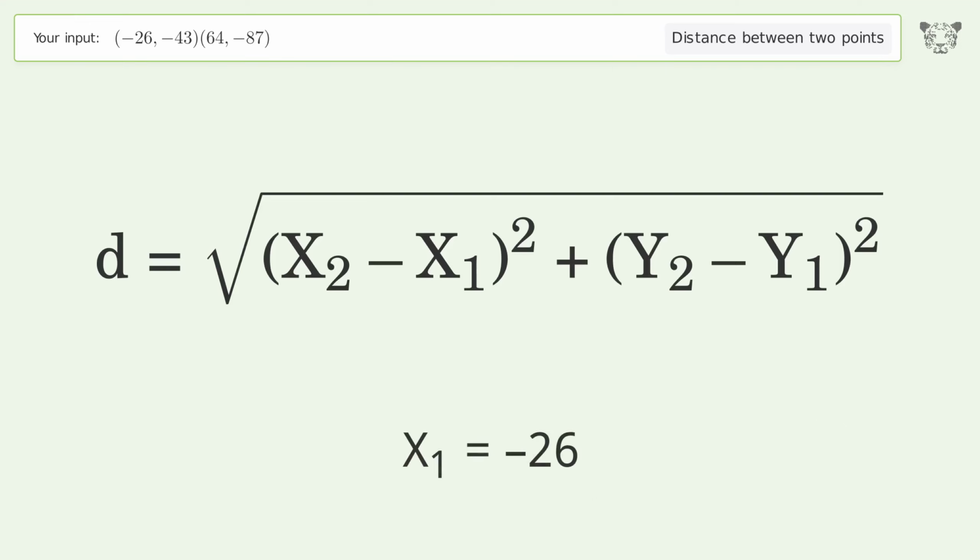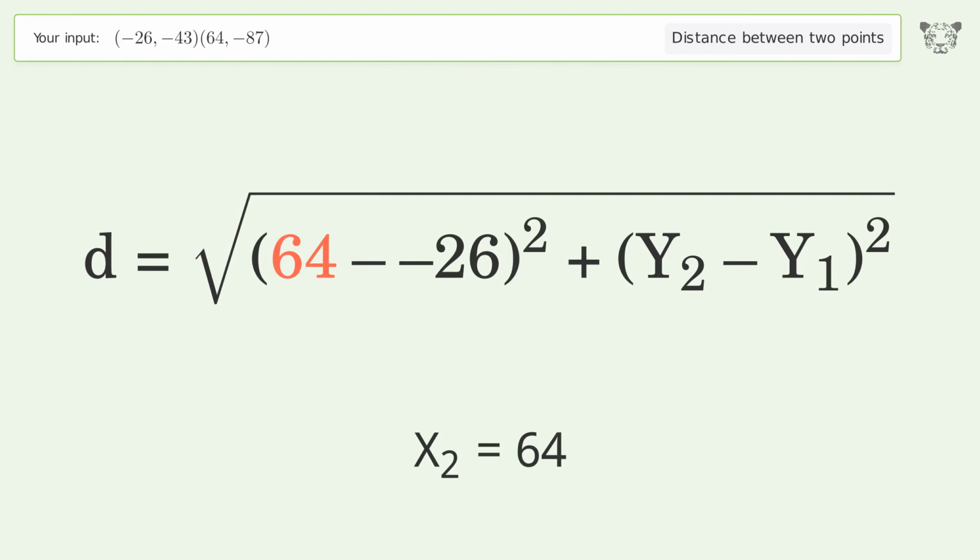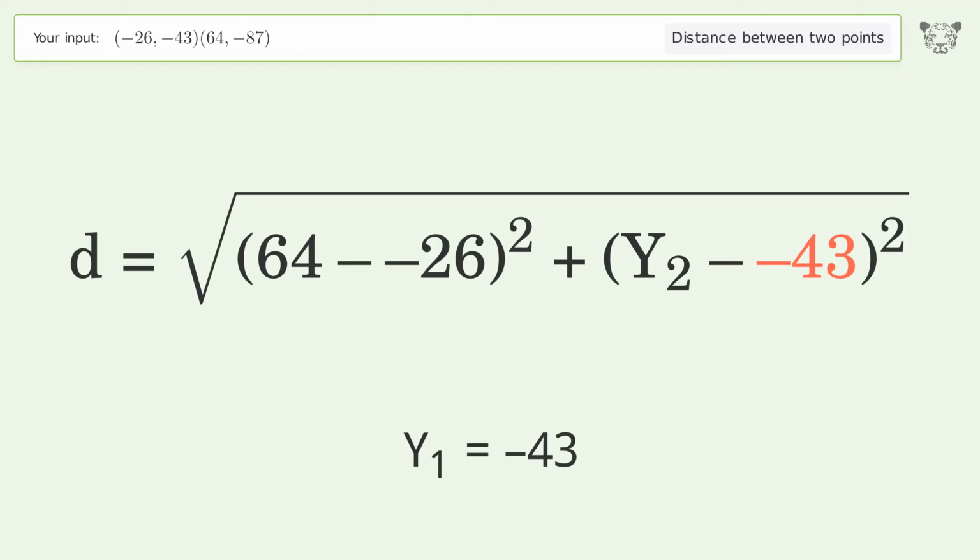x1 equals -26. x2 equals 64. y1 equals -43. y2 equals -87.